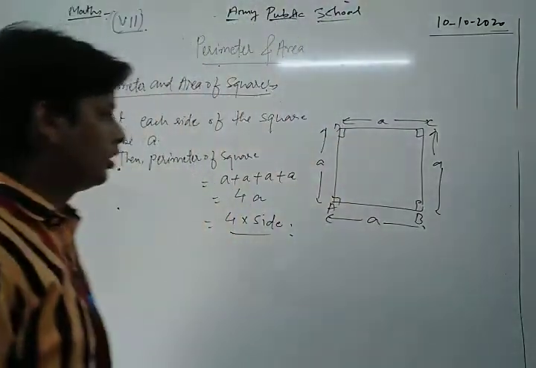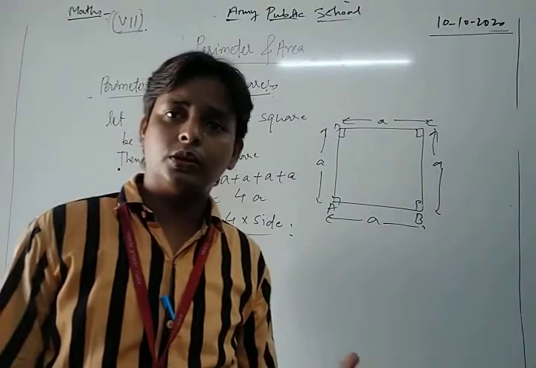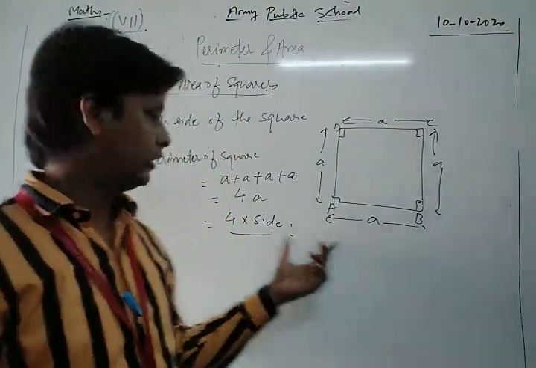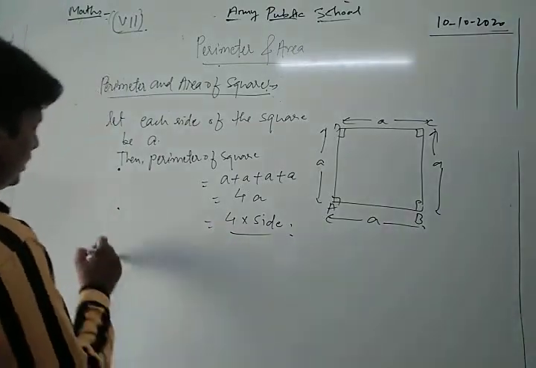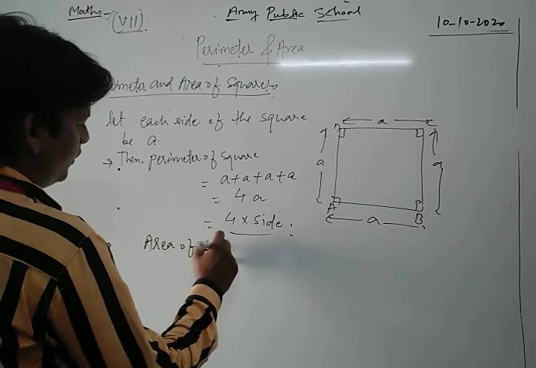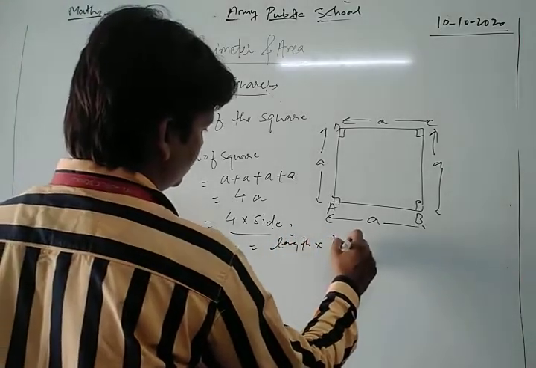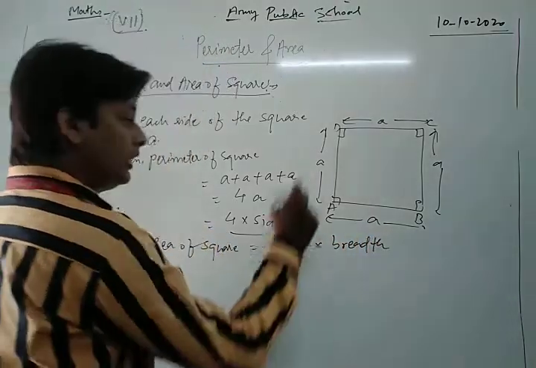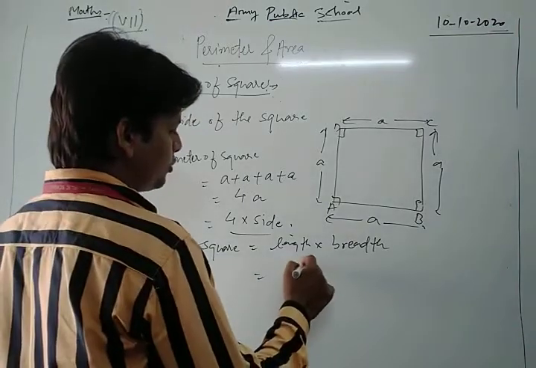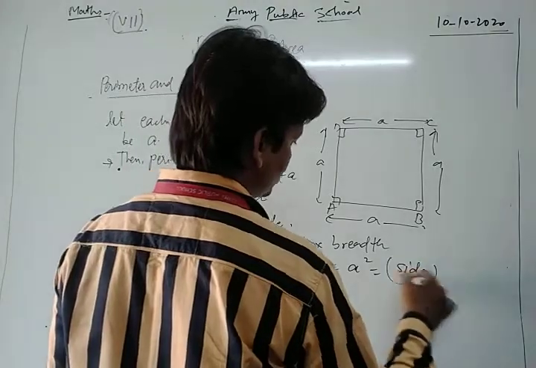Because perimeter is the sum of its all sides, and here in square all sides are equal, the perimeter of the required square is 4 into side. And next one, the area of square. Area of square is length into breadth. You know that length and breadth are equal in a square. So A into A means A square, that is side square.